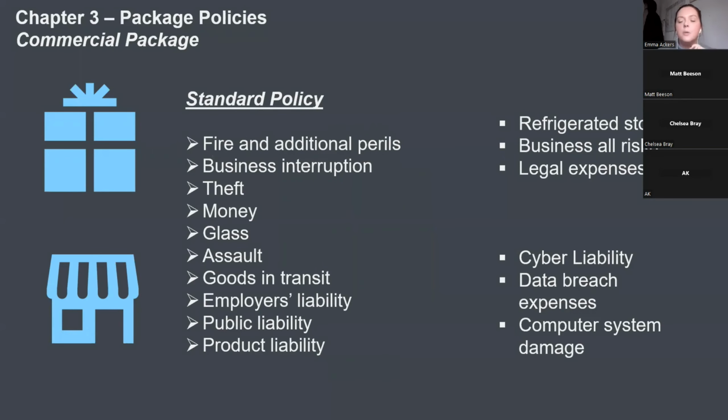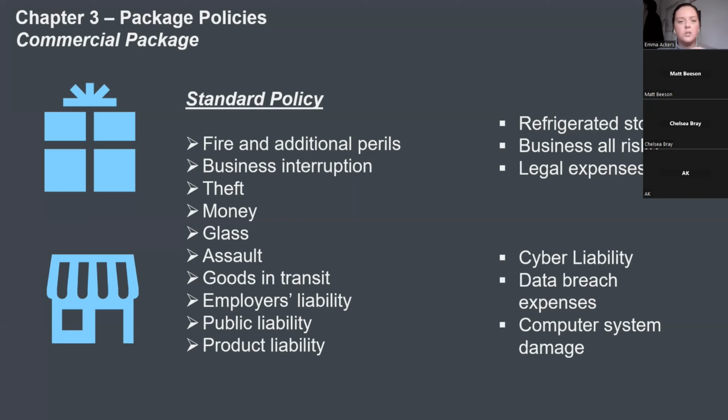So a standard commercial package policy is going to cover for fire and additional perils, business interruption, theft, money, glass, assault, goods in transit, employers liability, public liability, products liability. So you can see all of those different elements of cover. It would be such a pain to have to go away and try and get all of those types of cover on separate policies. So it's nice that it all comes in one place, in one policy.